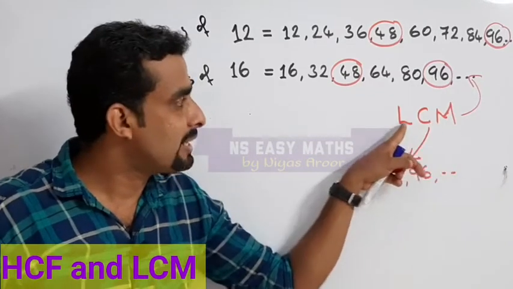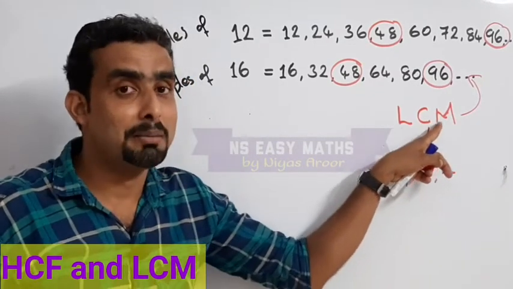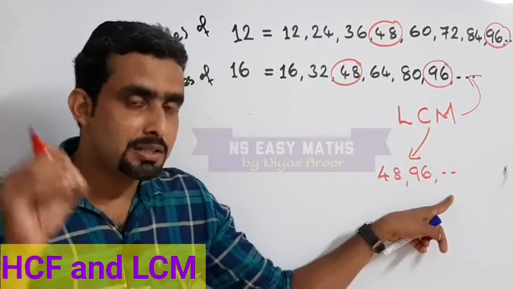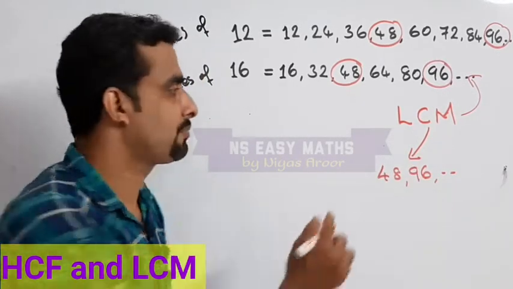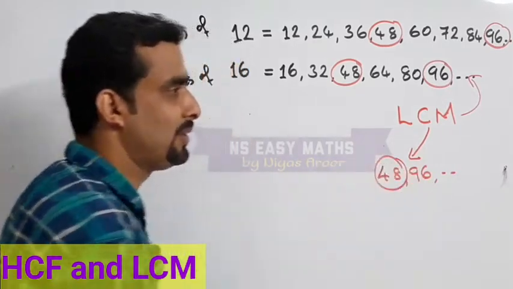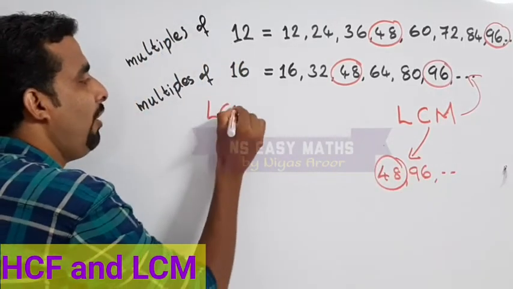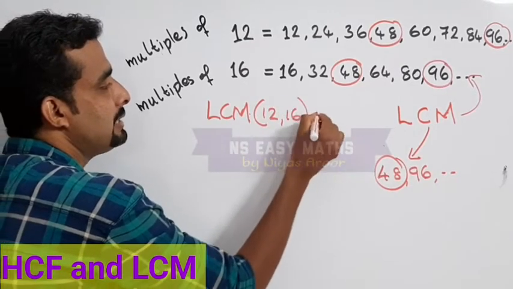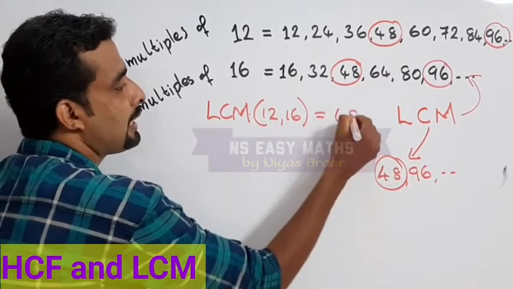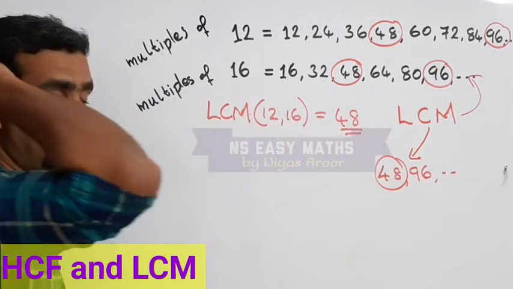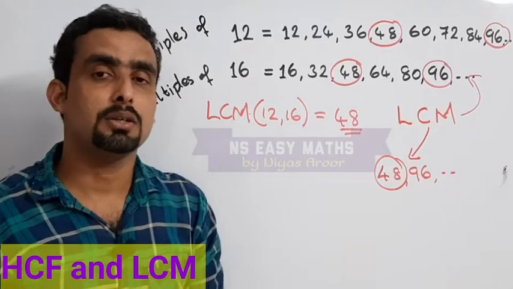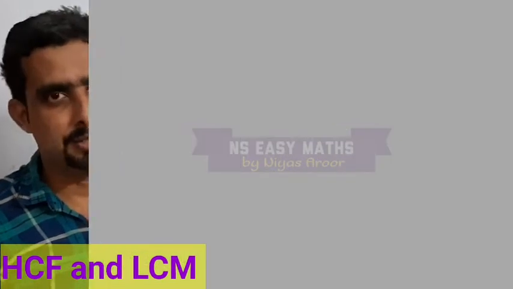Then we are taking the least common multiple. Among these common multiples, which is the least, which is the lowest, which is the smallest? No doubt it is 48. So LCM of 12 and 16 is equal to 48. This also can be found by using the method of prime factorization.